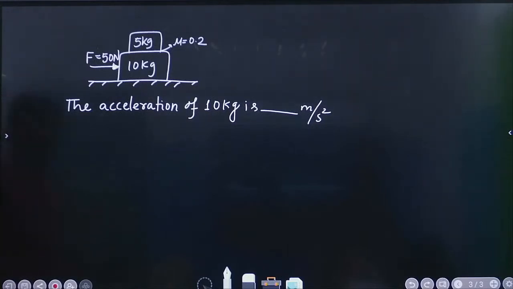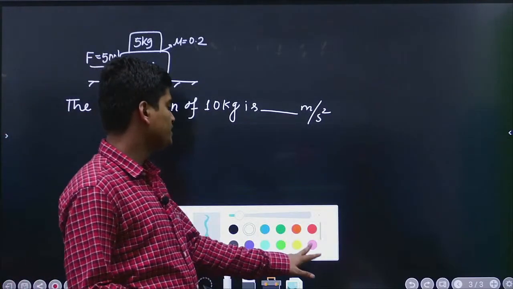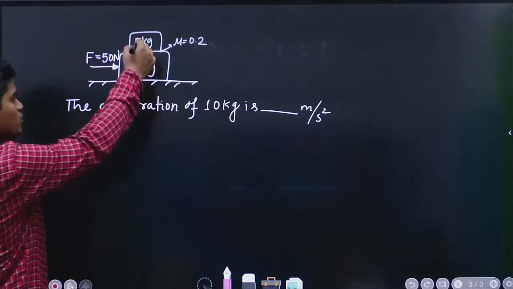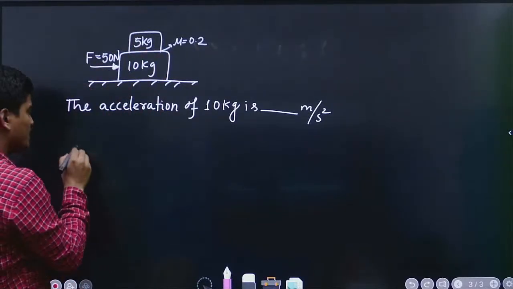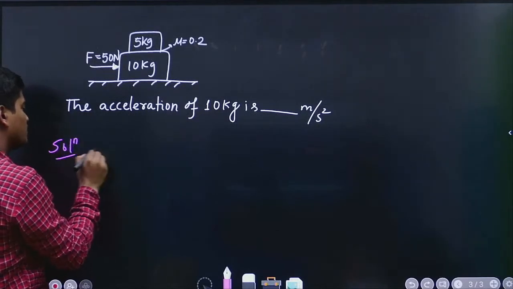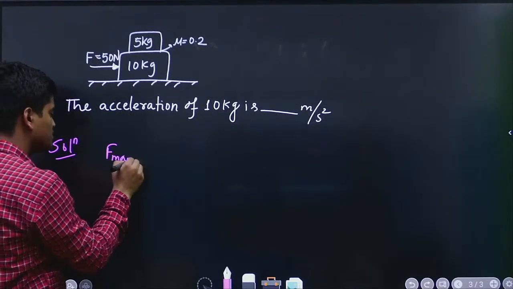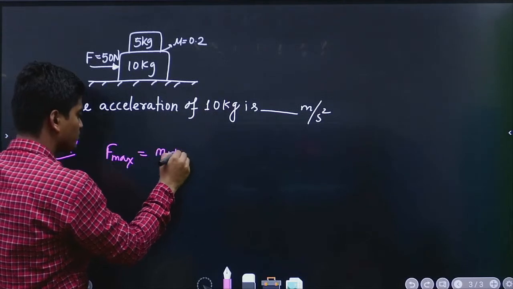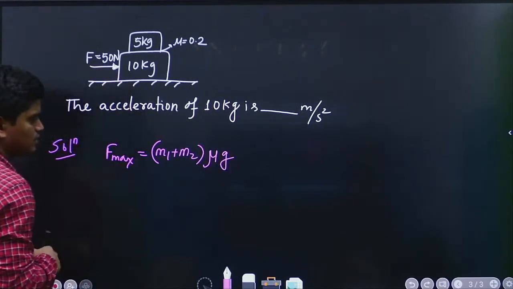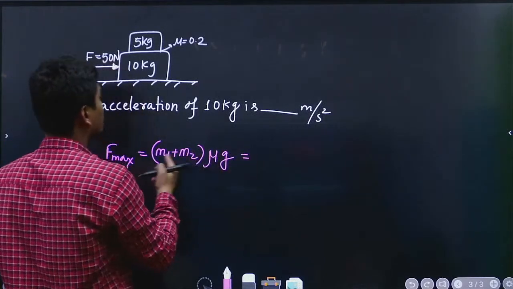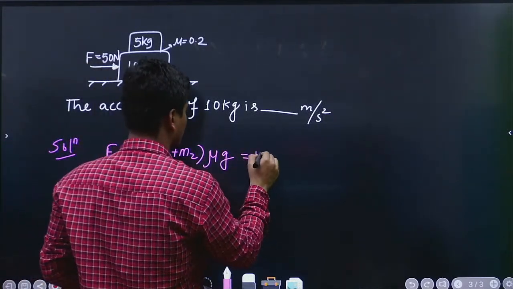Listen first, listen. Here, what is happening? Actually, you will check this total system. In this system, if force is applied to the lower block, what is the F max condition? F max is (m1 + m2) times mu g. If you apply the m1 plus m2 value, how much? 15, so 10 plus 5.